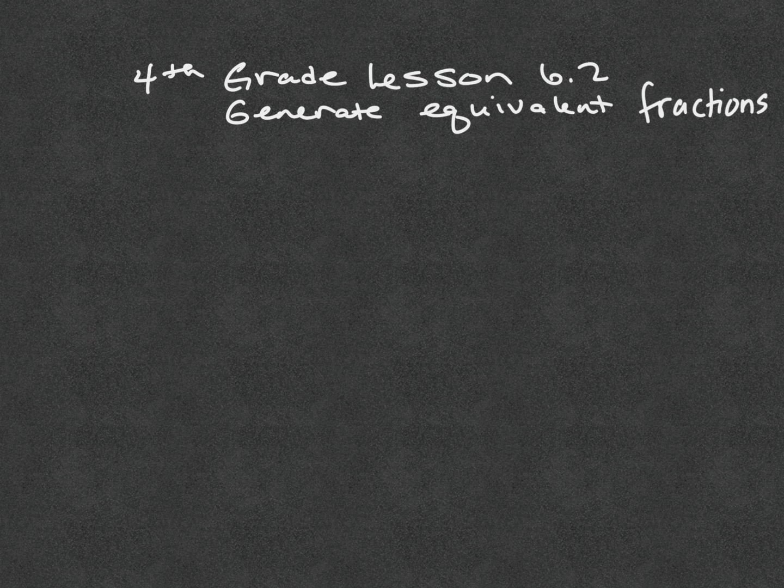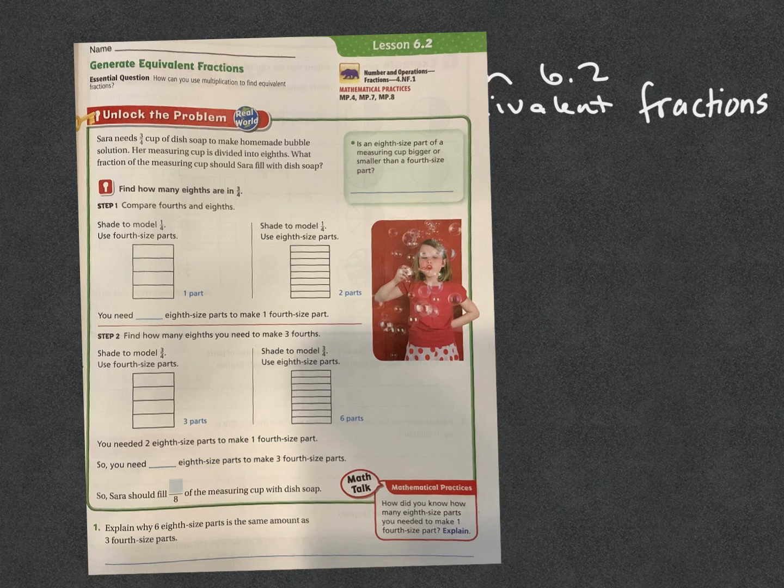Fourth grade lesson 6.2 is generating equivalent fractions. So we learned what equivalent fractions were, and now we're going to learn how to use that knowledge to our advantage. So the essential question is, how can you use multiplication to find equivalent fractions? And we'll do the unlock the problem.